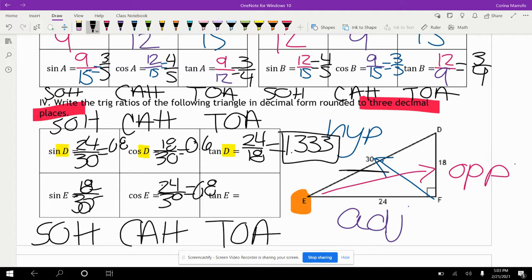Oh, my pen's not working. 18 over 30 gives us 0.6. And then tangent of E is going to be opposite, which is 18, over adjacent, which is 24. So 18 over 24 we said was 0.75.